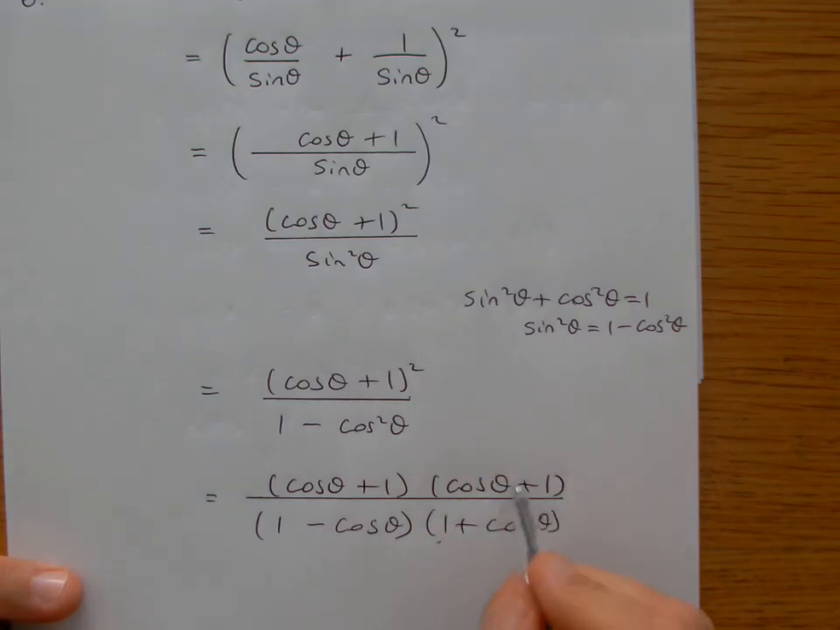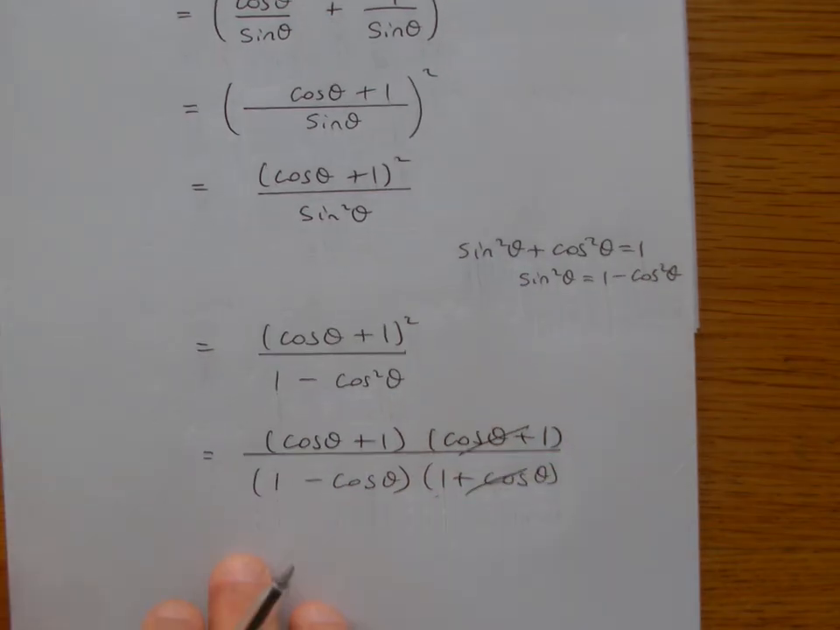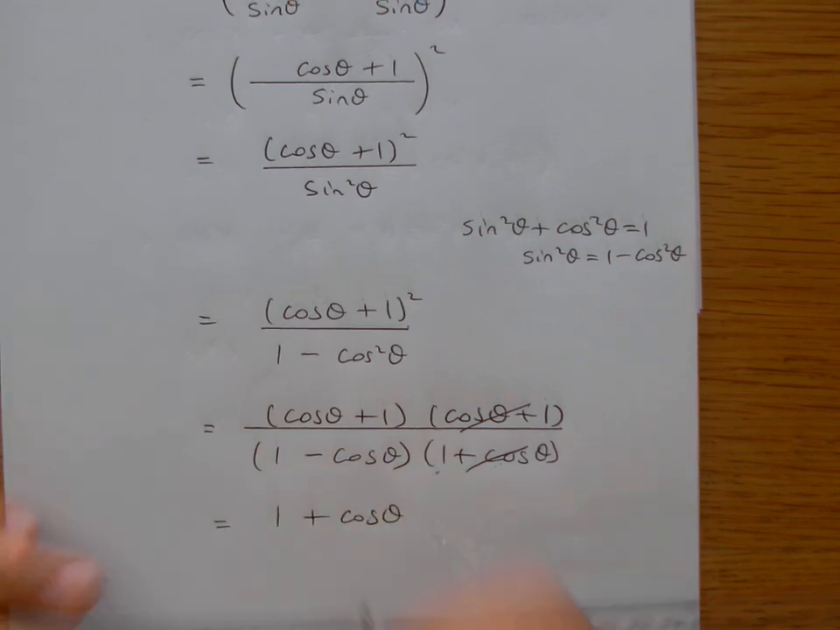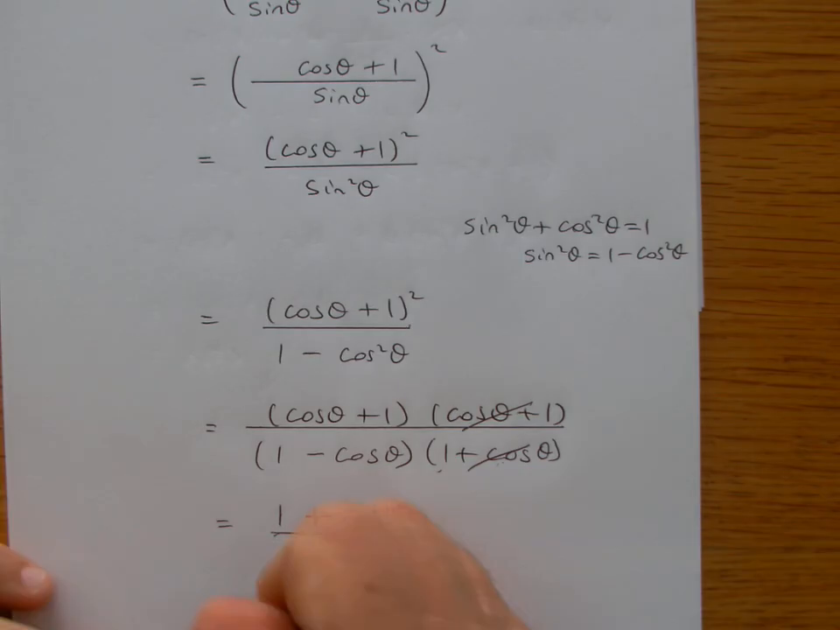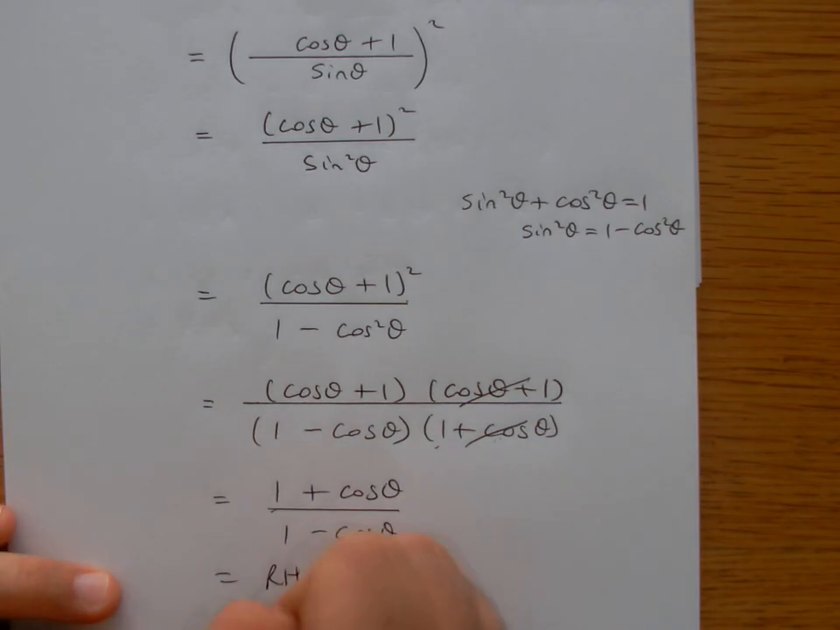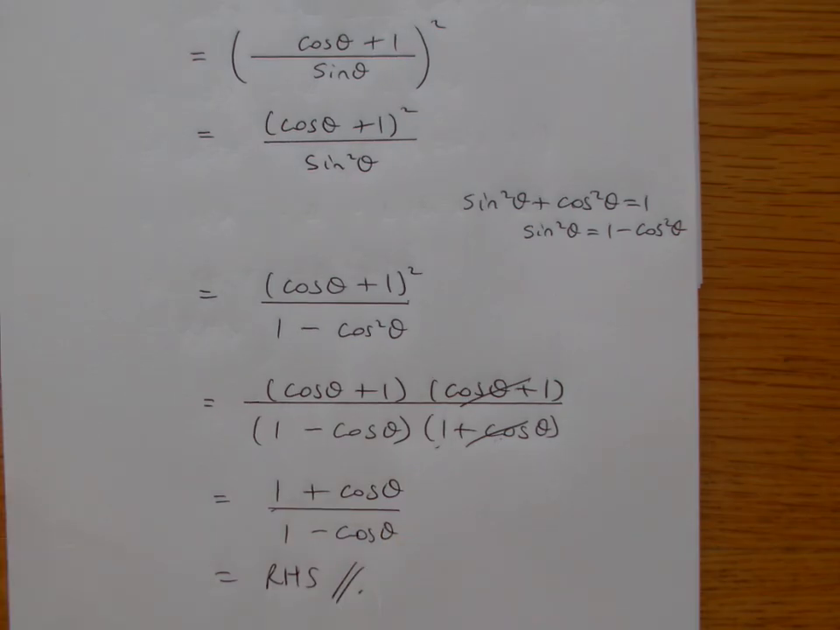And then we get a situation whereby we can actually cancel these. Okay, so that cancels with that because it's a common factor. And then you'll notice we've got exactly on the top, and maybe I'll write it the other way around, 1 plus cos theta, and on the bottom 1 minus cos theta, which of course then will equal the right hand side, and we are proven. We're done.